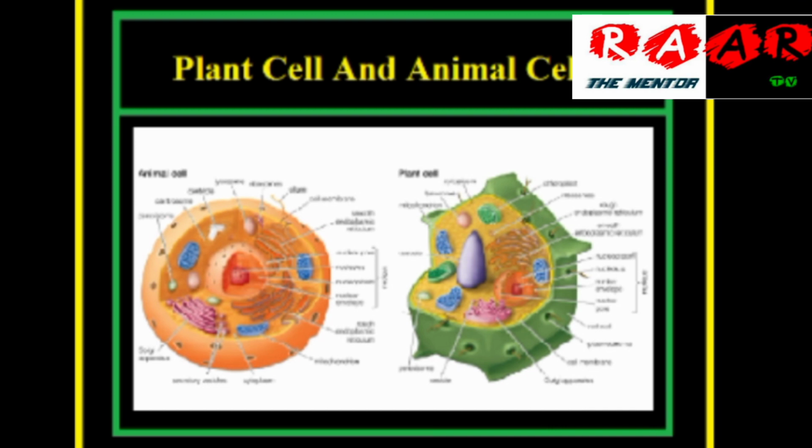Note: animal cells do not have cell walls. They have only a cell membrane, but plants have cell walls as well as cell membranes. So let us see what the cytoplasm is. Cytoplasm is a semi-liquid, colorless and translucent substance.